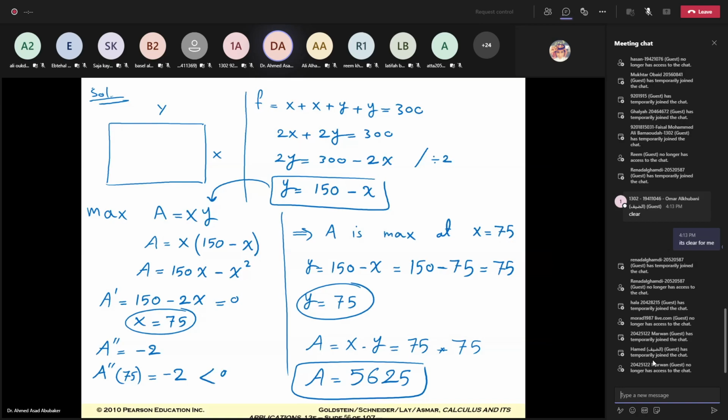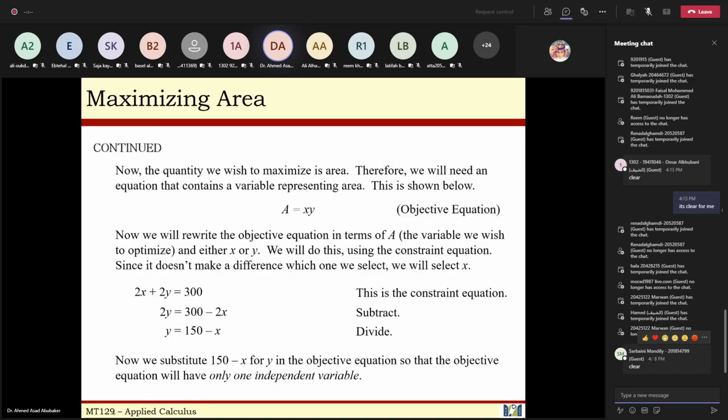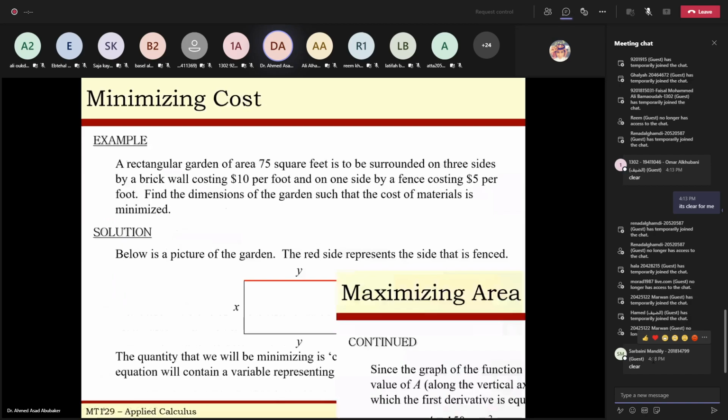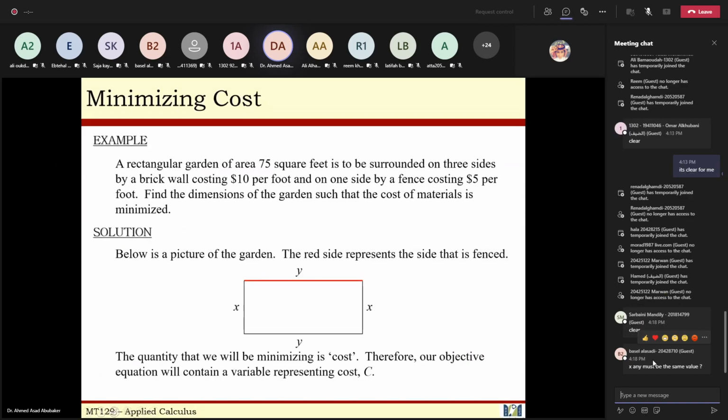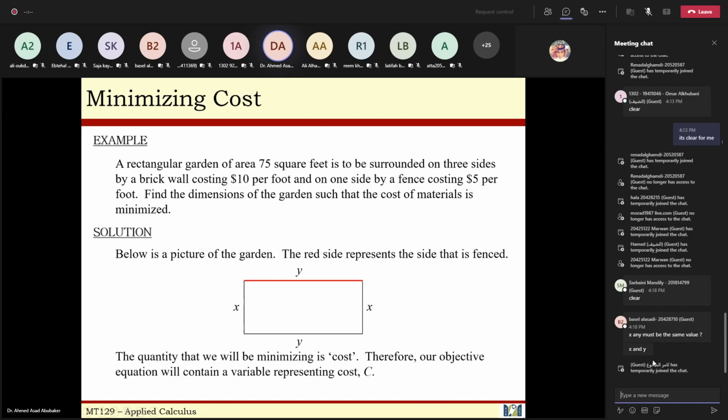Any question? Look at this example. Yes, x and y in this example must be equal.